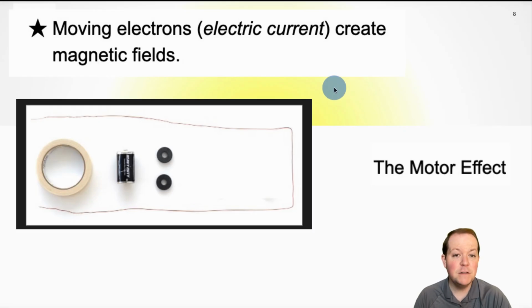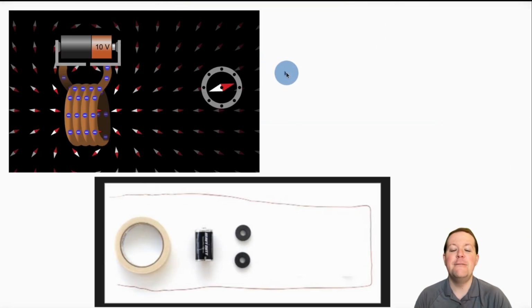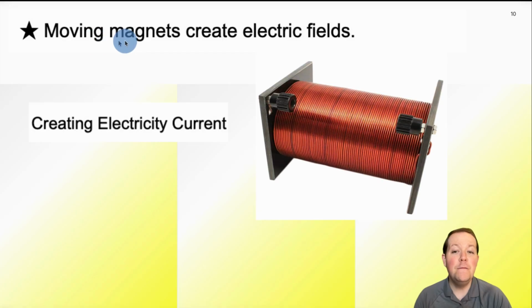What's the cause of this idea? To be honest, we're not going to get into it really in this class, but just treat this as a fact. If I have moving electrons, that creates a magnetic field. Okay, my 4th and final bullet point after seeing this in action, all right? Moving magnets will create electric fields. Okay, we have not seen that before in this video.